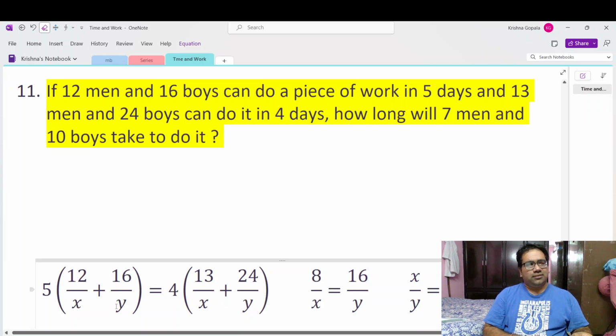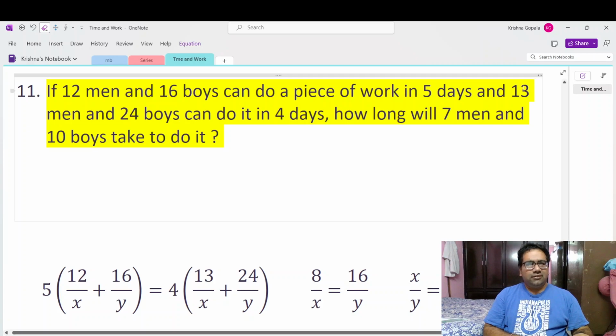Similarly, 16 boys. One boy will take y days. Right. Now 16 boys for 5 days. 5 into 16 into daily 1 by y will become 80 by y. Okay. So this is the equation. Now this equation should be equal to 1. Right. Because in 5 days, these 12 men and 16 boys are able to finish the work. So 5 into 12 by x plus 5 into 16 by y should be equal to 1.